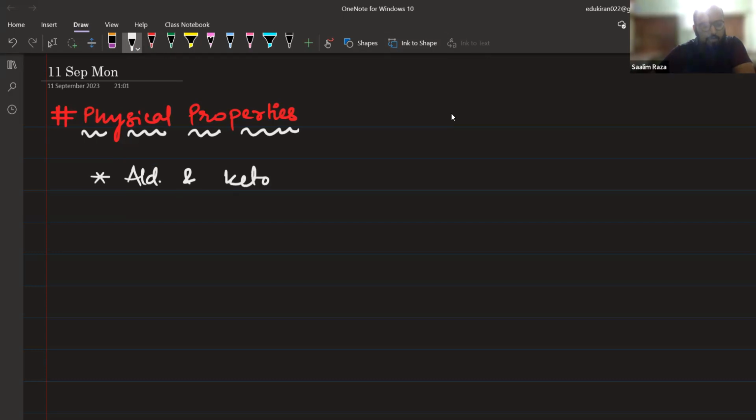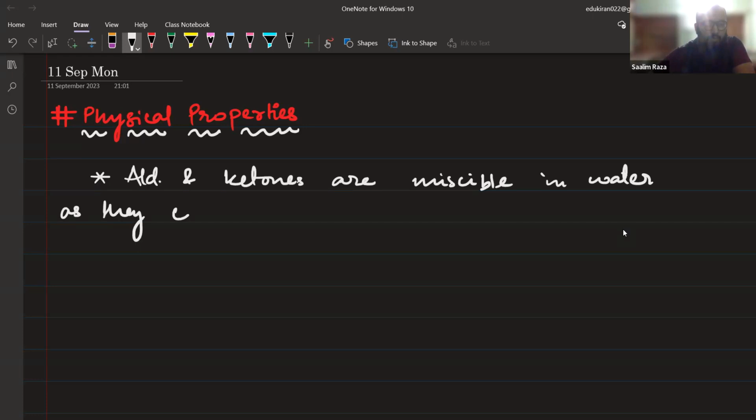Aldehydes and ketones are miscible in water. Miscible means soluble in water, as they can form hydrogen bonds with water.